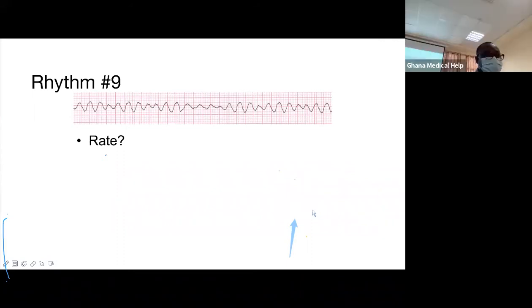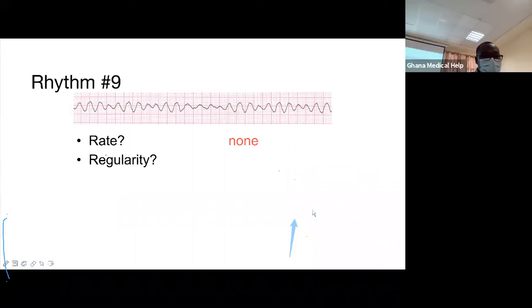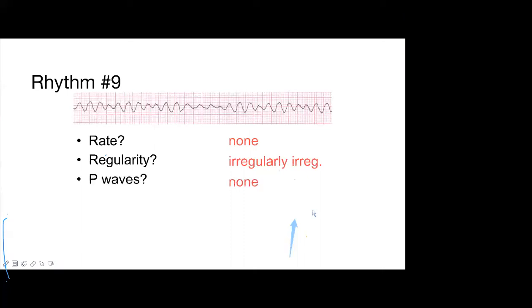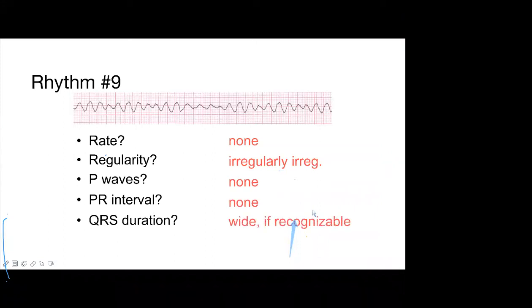What's the rate? You can't find a rate here because it's chaotic. What's the regularity? Is it regular or irregular? Irregular, I agree with you. Are there P waves that we can see? None. What's the PR interval? None. What's the QRS duration? Wide or narrow? Wide. Fantastic. Then how do you interpret this?